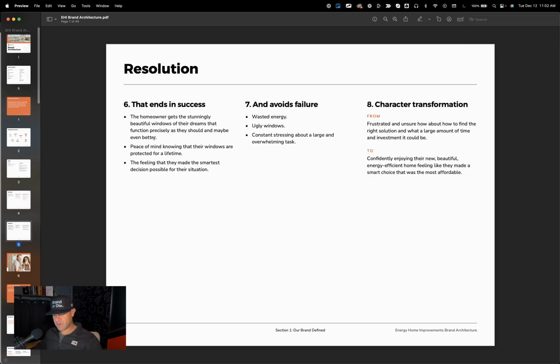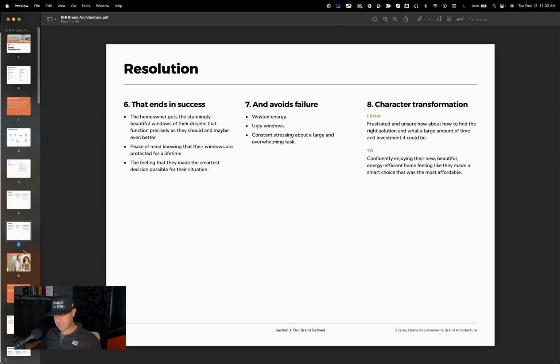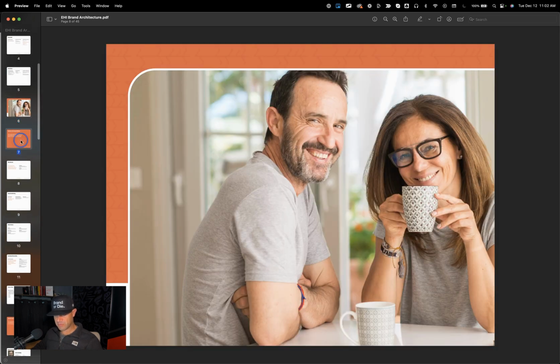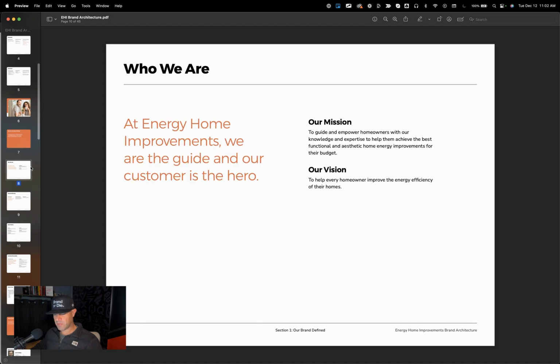So then we have the resolution, the success, the failure, and then the character transformation. So we detail that out. And so the story can be a very useful thing to use. And then sometimes we'll just throw some graphics and things in here. Then our brand defined, who we are, what we stand for. We are the guide, our customers, the heroes.